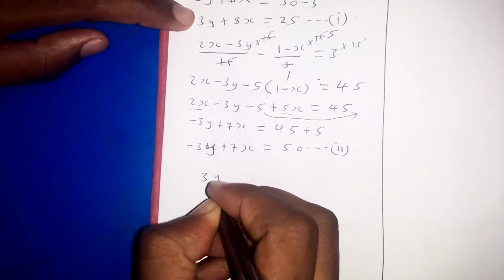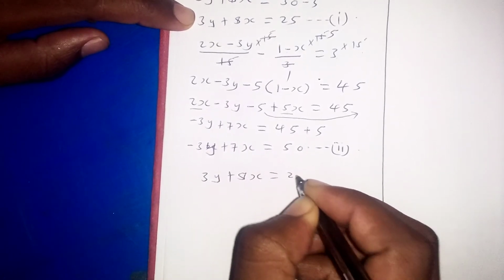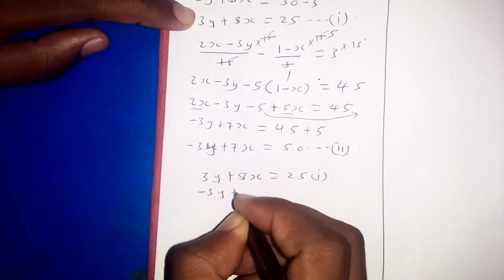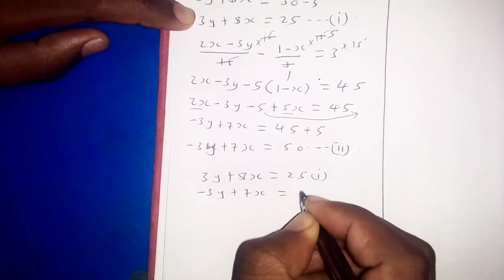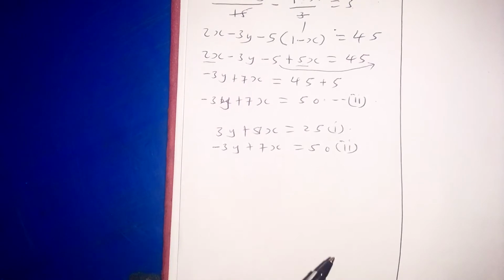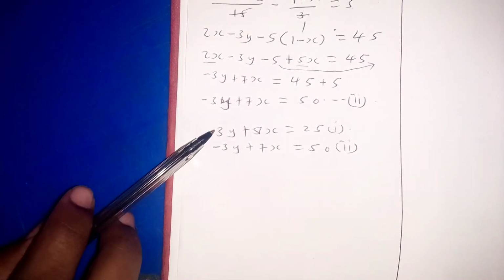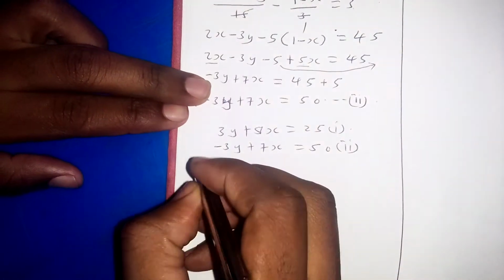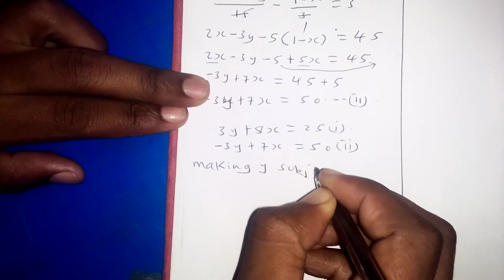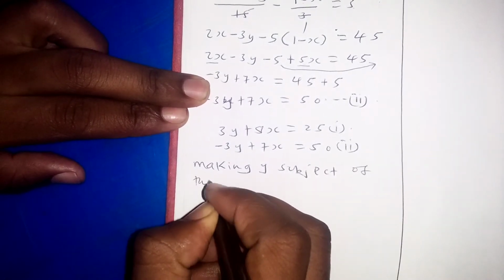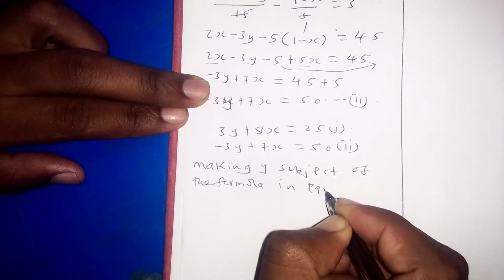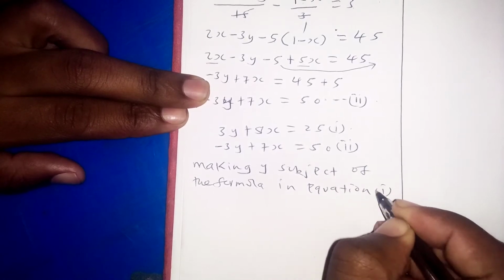So I have 3y plus 8x being equal to 25 as my first equation. Then I have negative 3y plus 7x being equal to 50 as my equation Roman 2. So if I look at the two equations, let me start by making y the subject of the formula that is in equation Roman 1. So I'll simply say making y subject of the formula in equation 1.